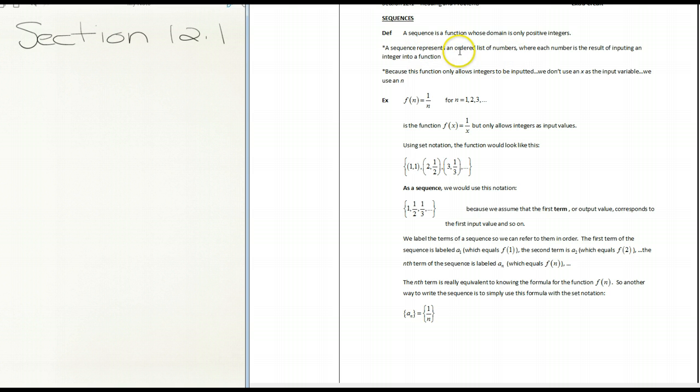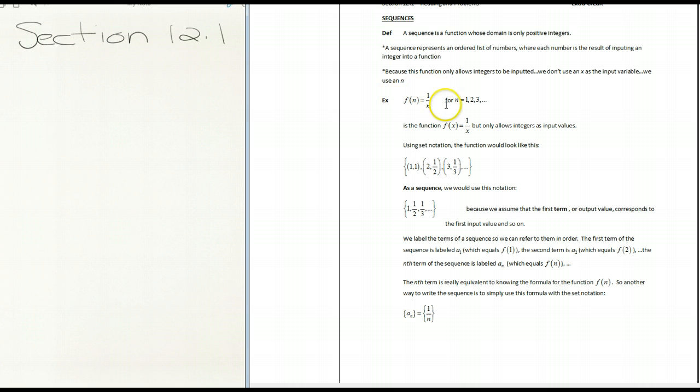So the sequence represents an ordered list of numbers where each number is the result of inputting a positive integer into a function. Because this function only allows integers to be inputted, we don't use x as the input variable. The reason for that is because x usually denotes things that could be decimals or fractions. If we use a different letter, that reminds us that we're only allowed to input a positive integer. So instead, we'll use the letter n as our independent variable. Remember, the independent variable is the input into the function, right?